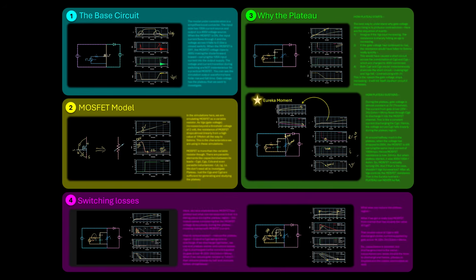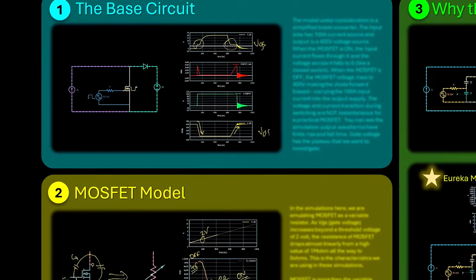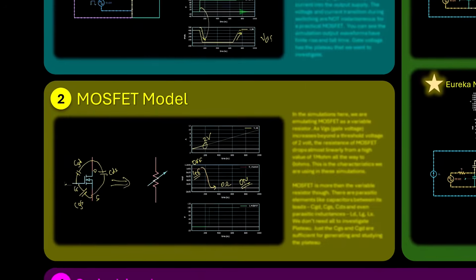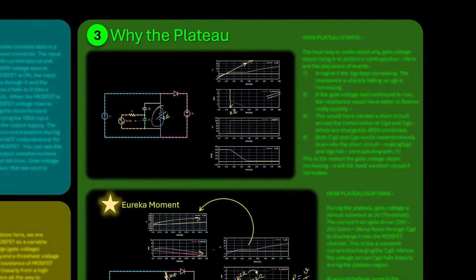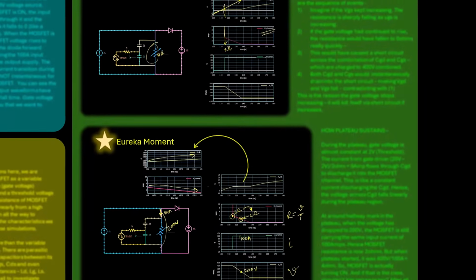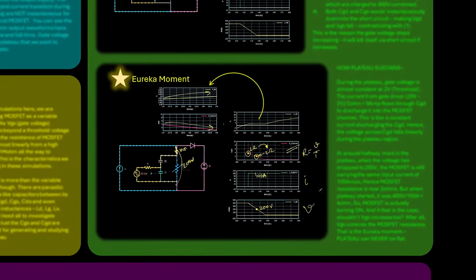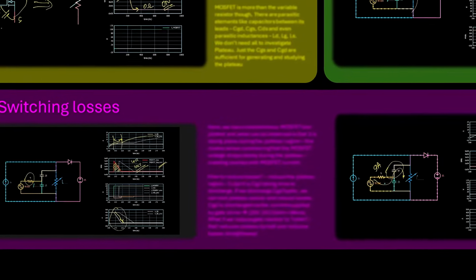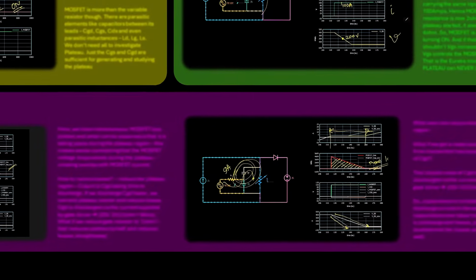For this video, we have 4 parts. We begin with the base circuit that we are going to use throughout this video. Then in part 2, we look at the MOSFET equivalent model that we are going to use. The third part is where we really deep dive on the circuit to understand why exactly the plateau occurs. This is where we'll have a bit of a eureka moment, an amazing fact about the plateau that you may not have known before. And in the fourth and last part, we look at the impact of the plateau on the switching losses and different factors that affect it.